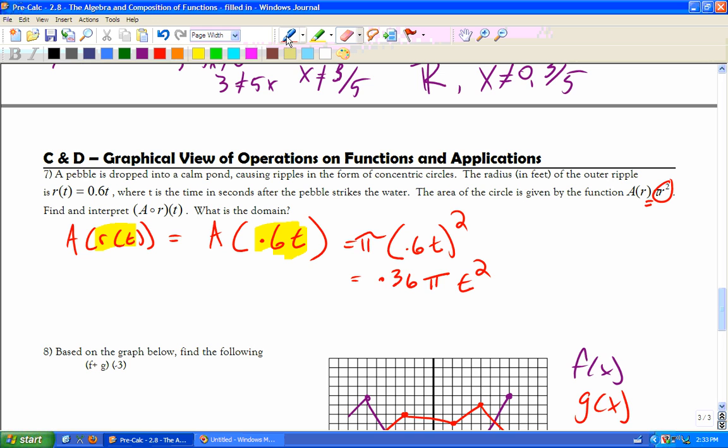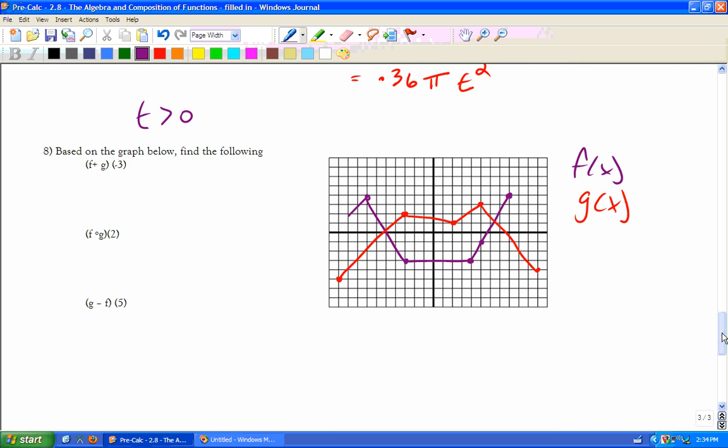We don't have any radicals, so we don't really have to worry about any imaginary numbers creeping up. We're not dividing anything, so we don't have to worry about zeros in the denominator. But there is an implied domain. Because we're dealing with time, we know that t just has to be greater than 0. There has to be time that has passed from when you dropped the rock into the water for it to actually have an area. It could equal 0 as well.